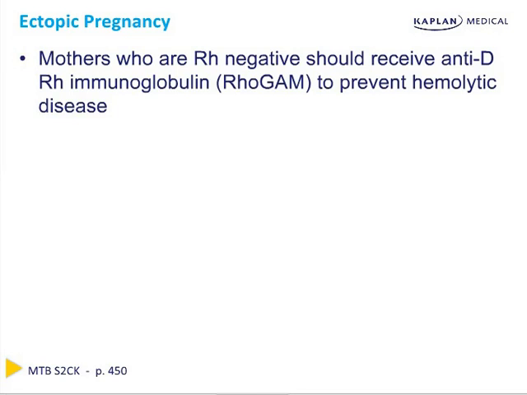A final important note on ectopic pregnancies, as this may come up on the Step 2 exam. All mothers who are Rh negative should receive anti-D-Rh immunoglobulin, or RhoGAM, so that subsequent pregnancies will not be affected by hemolytic disease of the newborn. RhoGAM needs to be given within 72 hours of onset of bleeding in order to be effective.